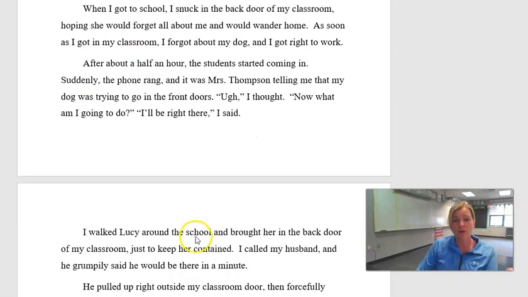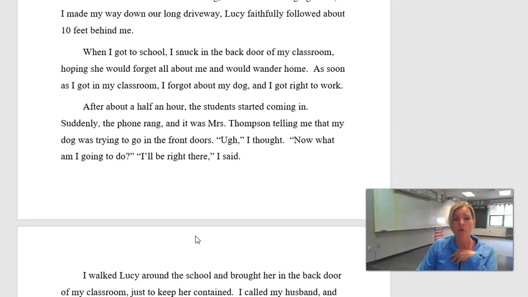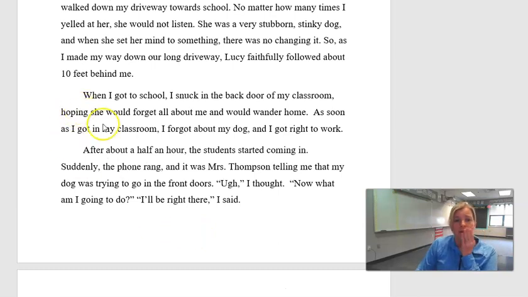So I've really already finished my story, beginning, middle, end, but I'm going back to revise my middle to make it better. So this paragraph here, remember to write in paragraphs. When I got to school, I snuck in the back door of my classroom, hoping she would forget all about me and would wander home. As soon as I got in my classroom, I forgot about my dog, and I got right to work. Have I added enough details? Probably not. Have I really explained what I was doing? I could add some more details right there and stretch it out. So I'm going to do that in a second.